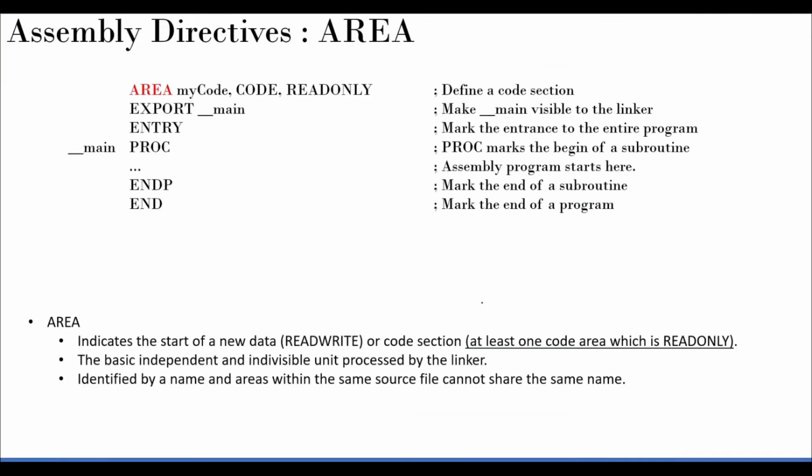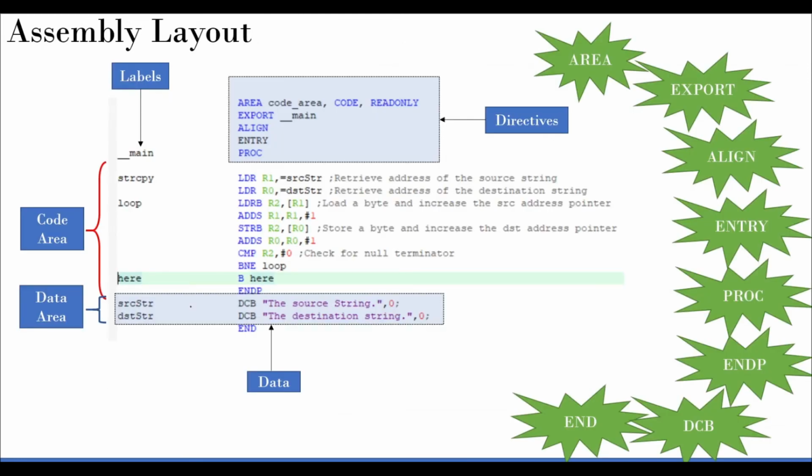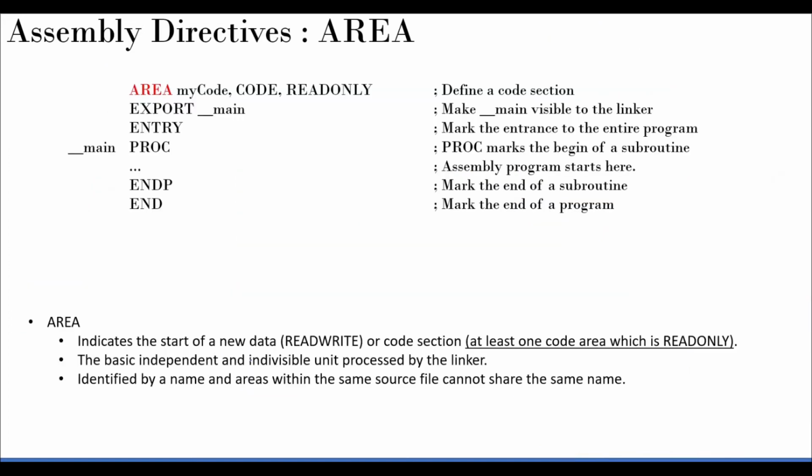You can do it this way, or you can do as in this code, where it is just continuous. I'm not predefining any separate area, but it just comes under the code area. So both ways we can follow. Area is the directive which is used to tell the compiler that this is an area reserved for code or reserved for data, and so on. One more important thing: areas are identified by name, and areas within the same source file cannot share the same name. So if you give the name here, you cannot have another area with the same name.